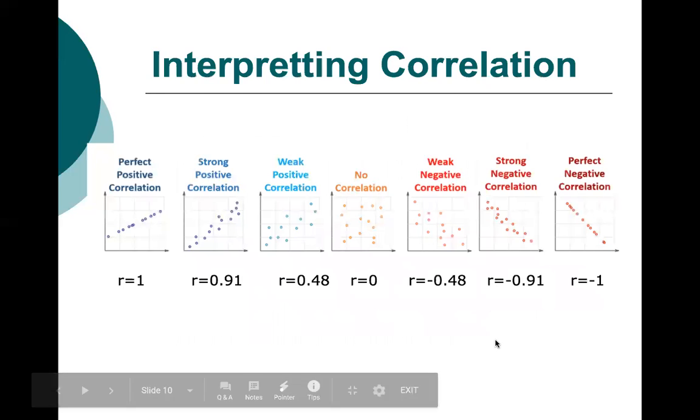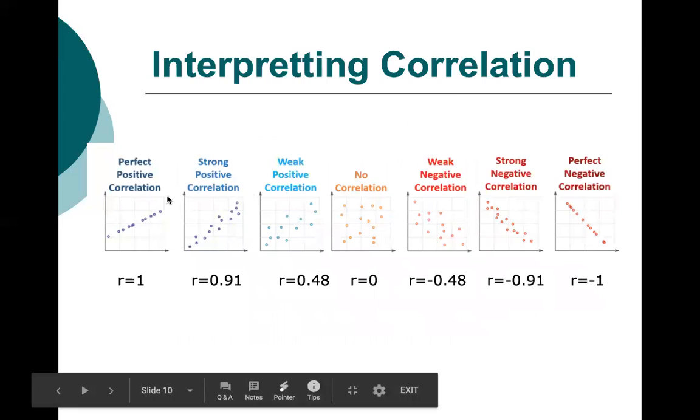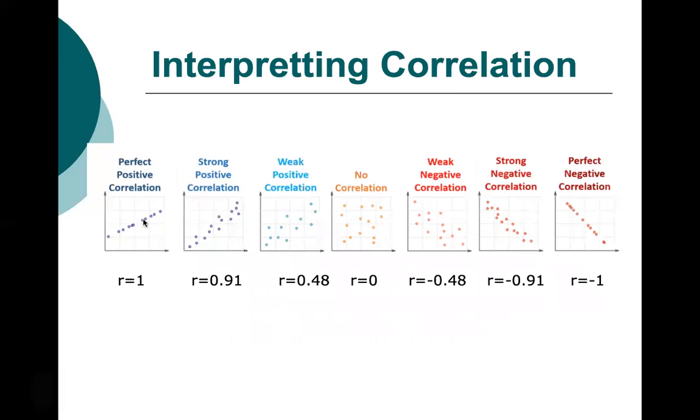So if I interpret the correlation, this is what our job is going to be. We're going to do a whole lot of practice with this next week, next class. But here's just a general little guide. I like this little visual. This first one is a perfect positive correlation, R equals 1. The next one, it's strong. Notice that it's got a positive slope. It's pretty close if I drew a line in there.